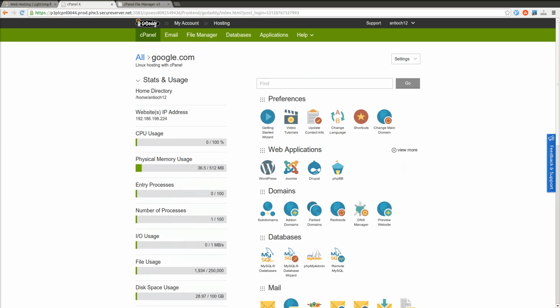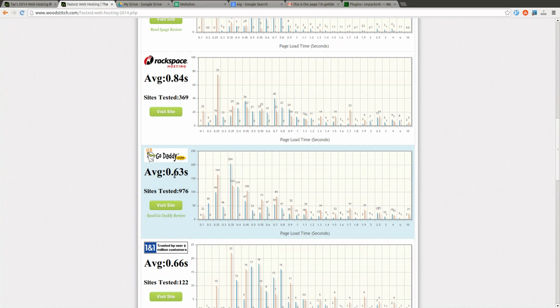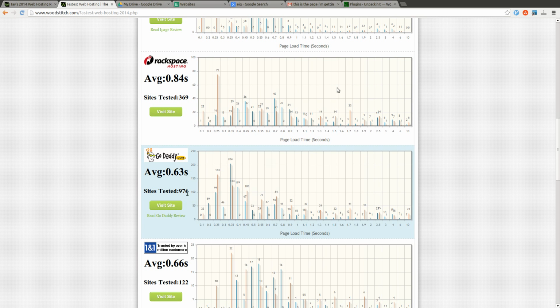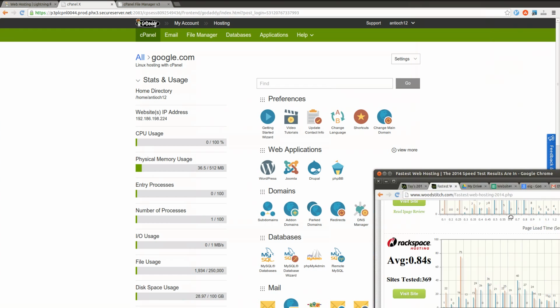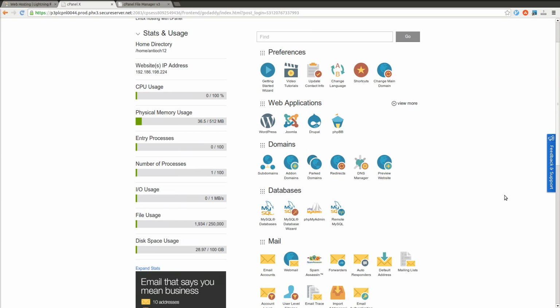GoDaddy performs well on the speed test, 0.63 seconds, so that's quite good. So their servers are good, contrary to popular belief. I tested 976 websites. They're fast. People say GoDaddy's slow for other reasons. I think they just had a bad reputation, maybe they were slow in the past, but their servers are not slow.